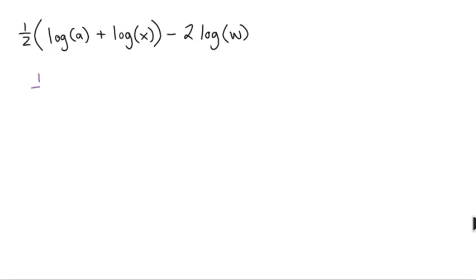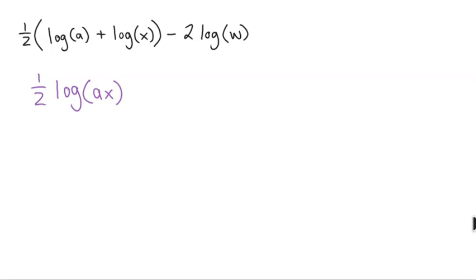And so this is 1/2 times, well actually I don't need the parentheses anymore because it's going to become a single logarithm. It'll become 1/2 log of a times x. I'll just write it as ax. There we go, okay?